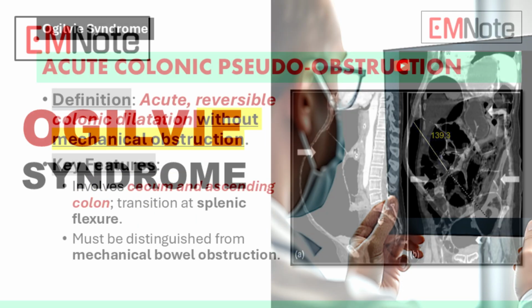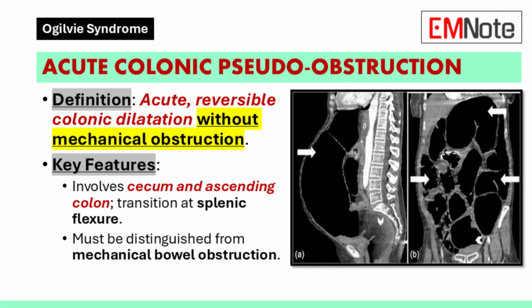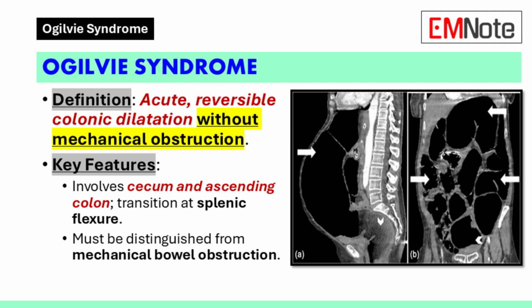Ogilvie Syndrome, also known as acute colonic pseudoobstruction, is a condition characterized by significant dilatation of the colon without any mechanical obstruction. The dilation primarily affects the cecum and ascending colon, with a transition point near the splenic flexure. This condition occurs suddenly and temporarily, impacting only the colon. It is essential to differentiate Ogilvie syndrome from mechanical bowel obstruction, as the management strategies for these conditions differ significantly.